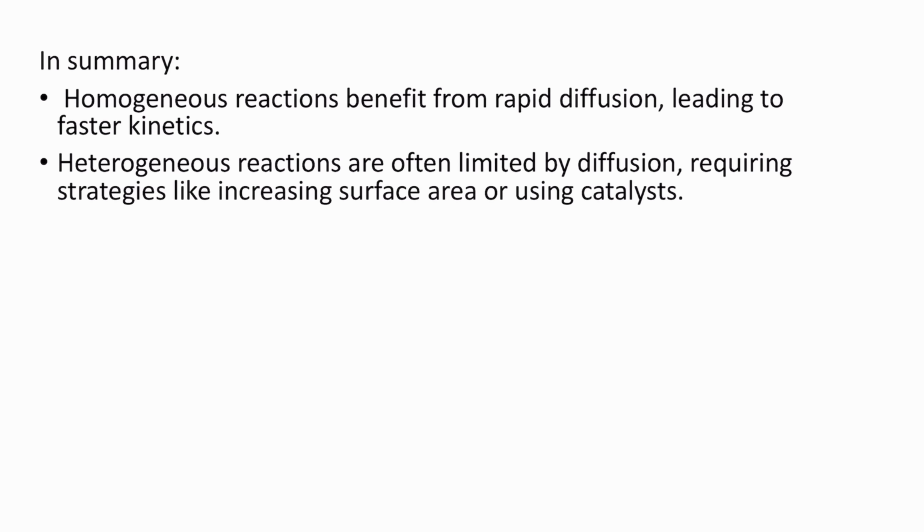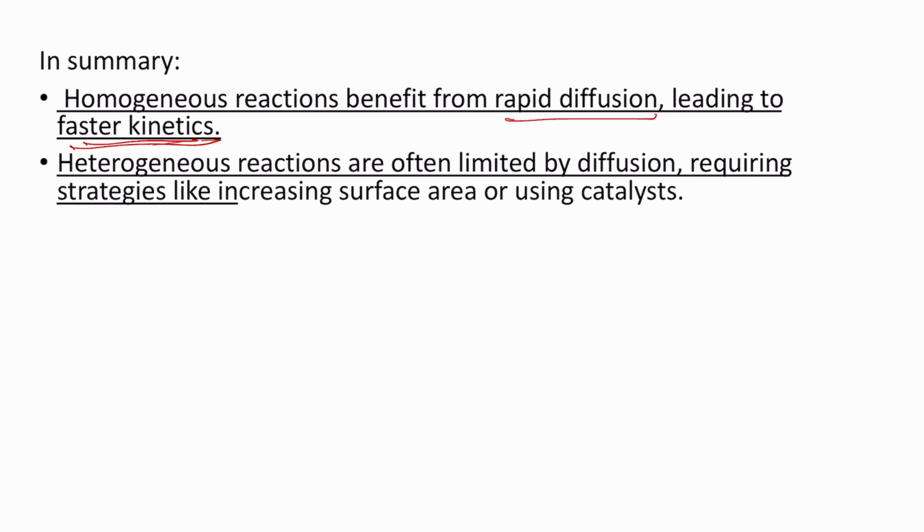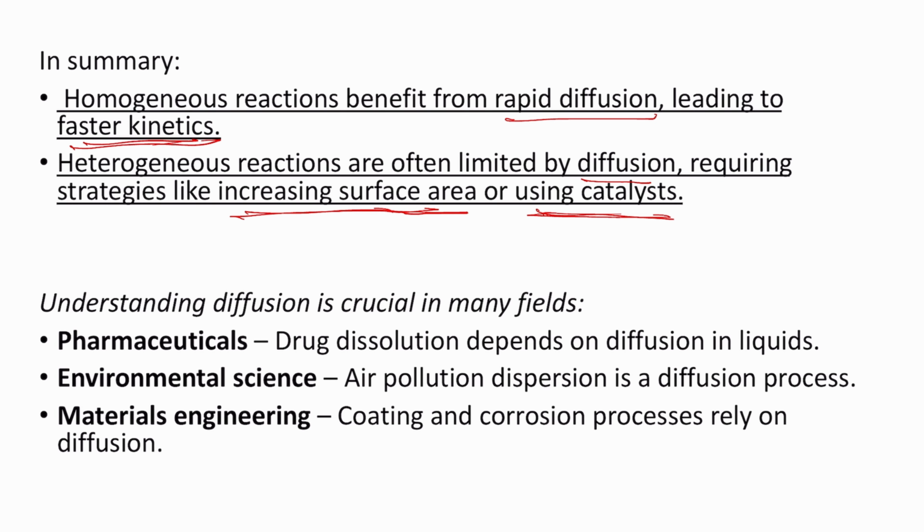Now let's summarize homogeneous reaction and heterogeneous reaction. In homogeneous reaction, there is benefit from rapid diffusion leading to faster kinetics, and in case of heterogeneous reaction it is limited by diffusion, so it requires strategies like increasing surface area or using catalysts. Now, understanding diffusion is crucial in many fields. For example, in pharmaceuticals, drug dissolution depends on diffusion in liquids. In environmental science, air pollution dispersion is a diffusion process. In material engineering, coating and corrosion processes rely on diffusion.